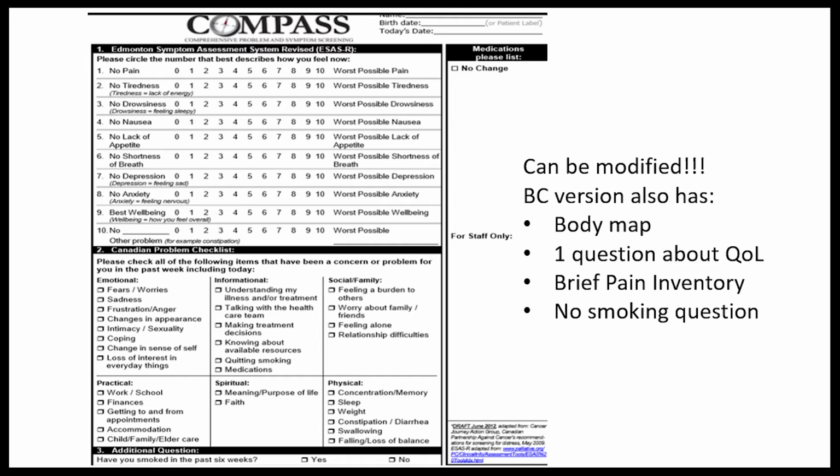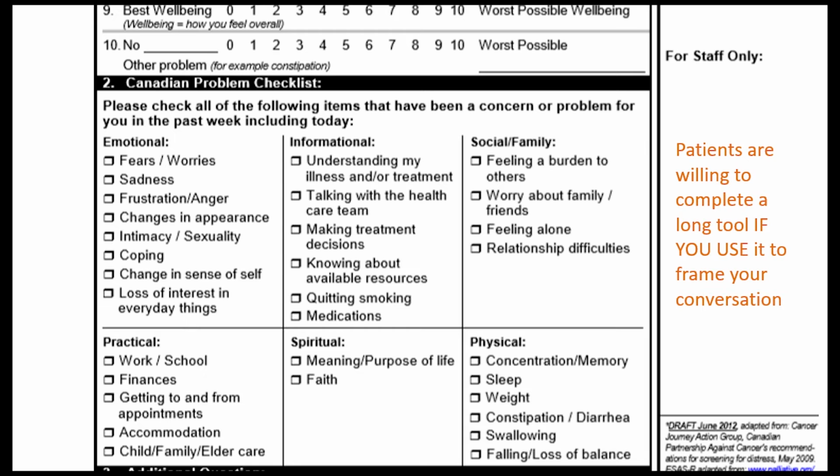So here's the Canadian Problem Checklist. Now, how we use this at the Cancer Agency is people are given these forms in the waiting room, and they fill them out before they see us. There are some people who struggle with filling out forms. There's been lots of research done. Patients actually don't mind filling out these forms if we're going to do something about what they've written down. If they fill it out and we never look at it, then they don't want to fill it out. But if they're going to fill it out and then we're going to use it to frame our conversation, they're more than willing to do that.